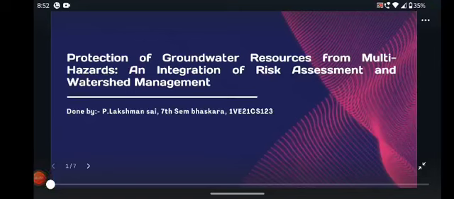Today I'm here to explain a research paper that I have selected on the topic of protection of groundwater resources from multi hazards and an integration of risk assessment and watershed management. This research is related to the subject of environmental protection and management. Let us see what research has been done, why it has been done, and what its key findings, objectives, and conclusions are.